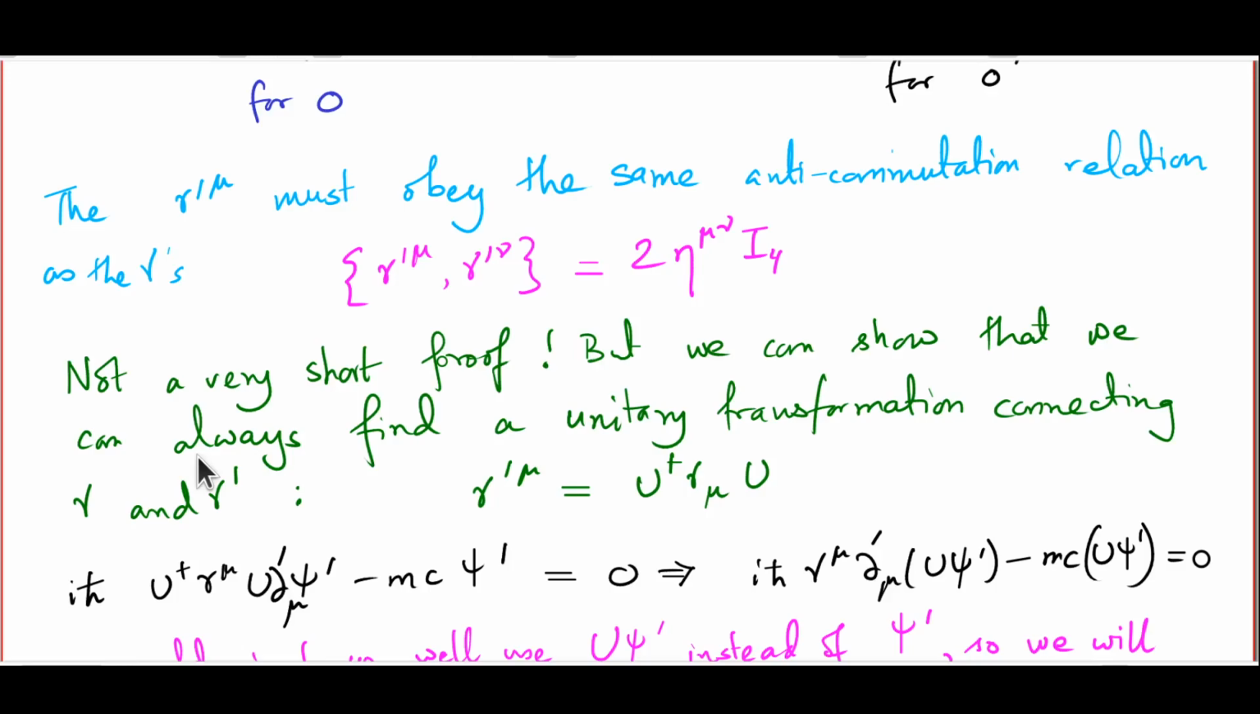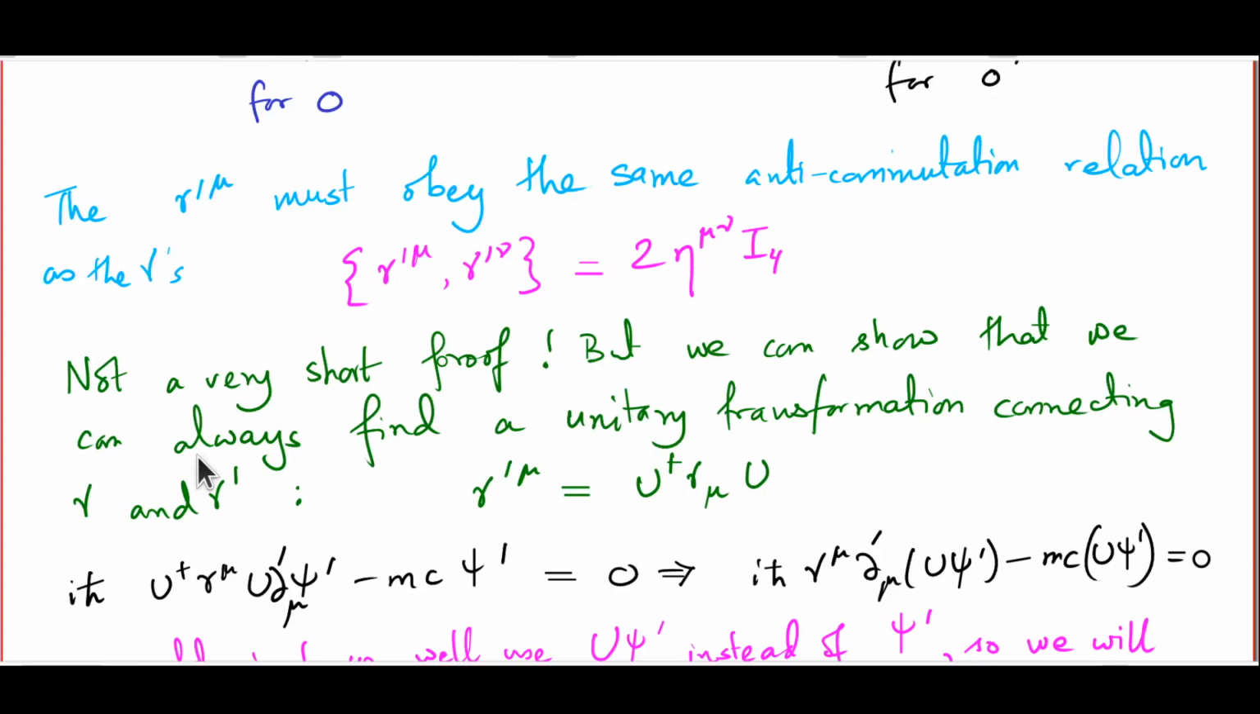iħ U† γ^μ U, that's γ'^μ, ∂'_μ ψ' − mc ψ' = 0. Now if I multiply this equation by U on the left, the U and the U† will cancel each other out in the first term, and you will be left with the following equation. iħ γ^μ ∂'_μ of (Uψ'). Remember, U is independent of space and time coordinates, so it can travel inside the derivative, minus mc times Uψ' equal to 0.